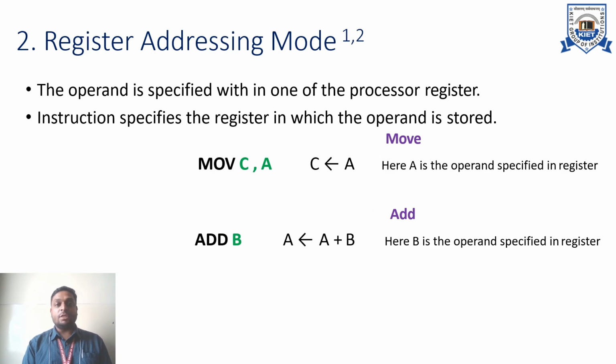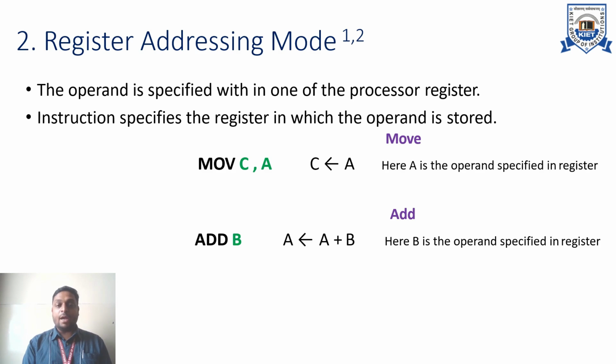Next is register addressing mode. The meaning of register addressing mode is that we are taking the operand from register, processor register. The operand is specified within one of the processor registers. Let's take an example of MOV C, A. Move is the instruction or the operation where C, A are the operands. The content of register A is moved in the register C.